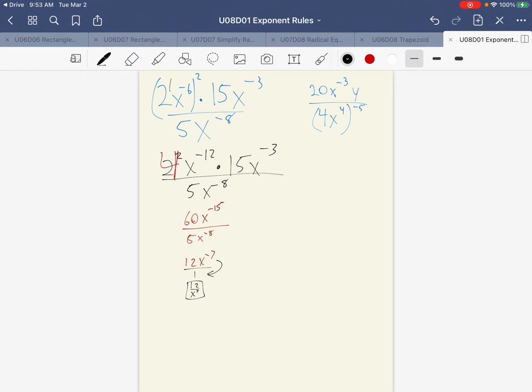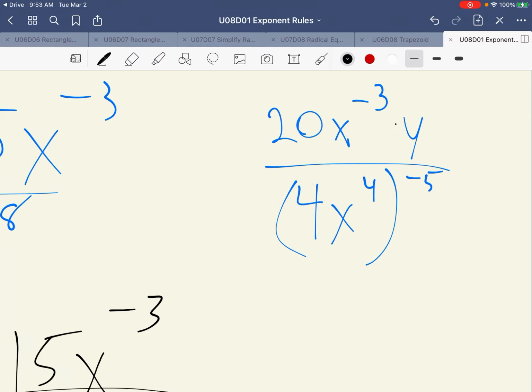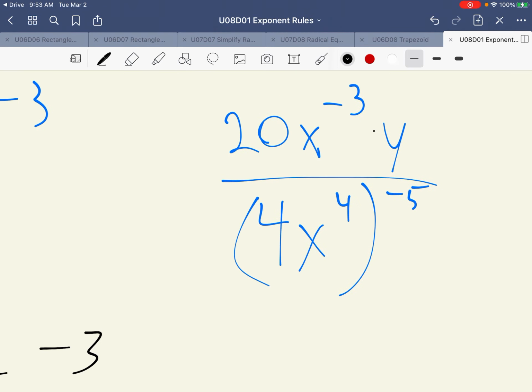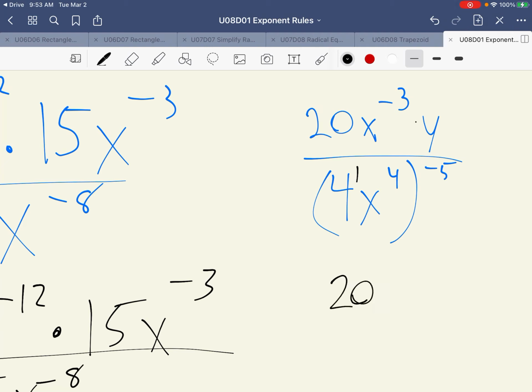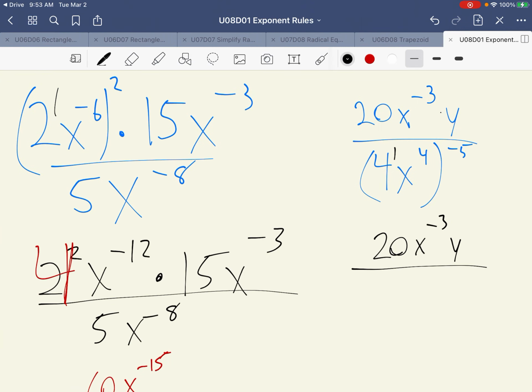Let's take a look at one final example. So in this case, again, we have a power rule. We're going to apply that to the denominator. So we're going to have 20 x to the negative 3 y over 4 to the negative 5. So 4 to the 5th, well, let's write it all down. 4 to the negative 5th, x to the negative 20.